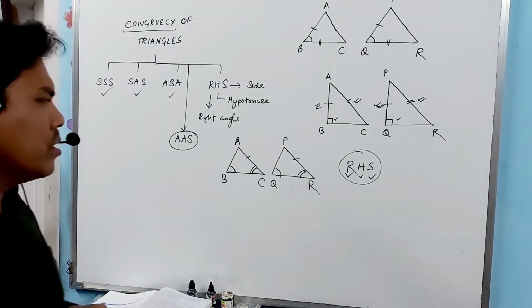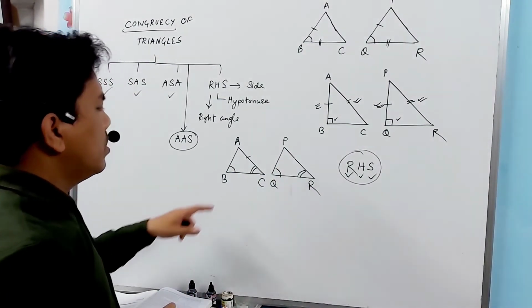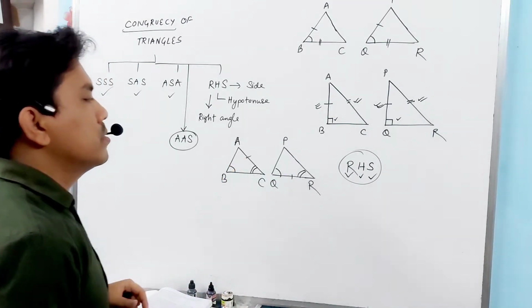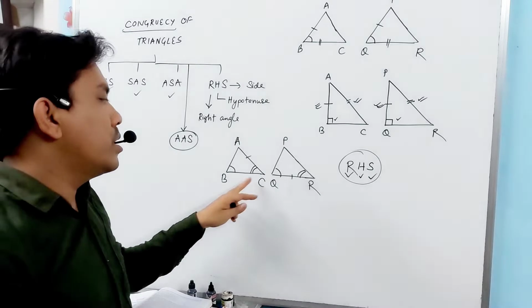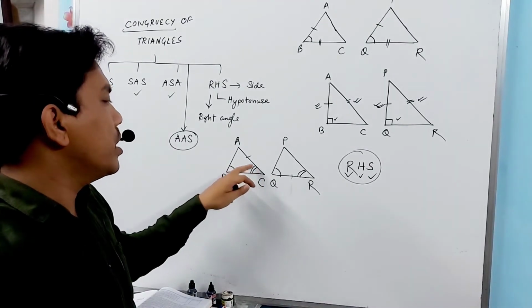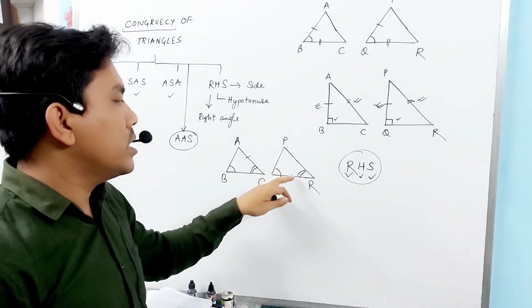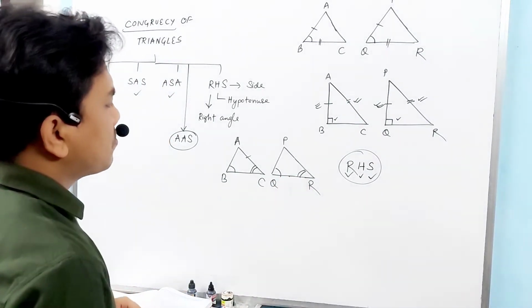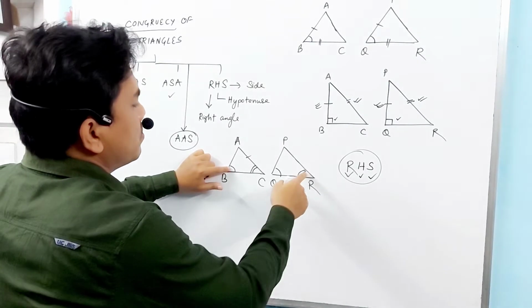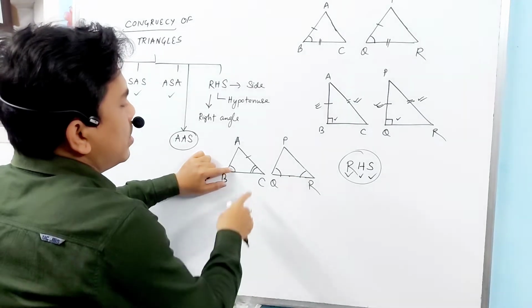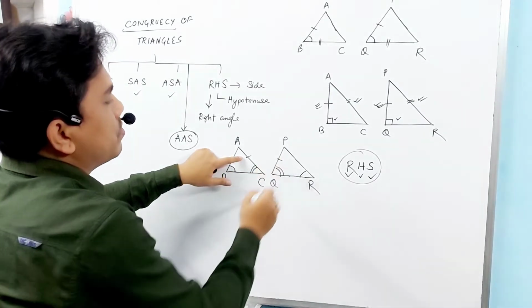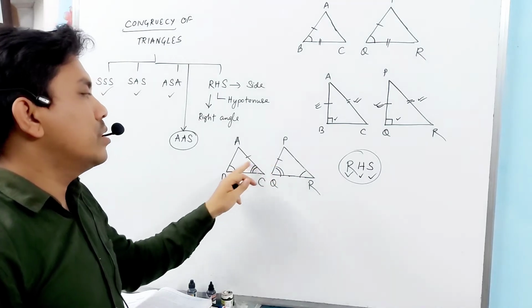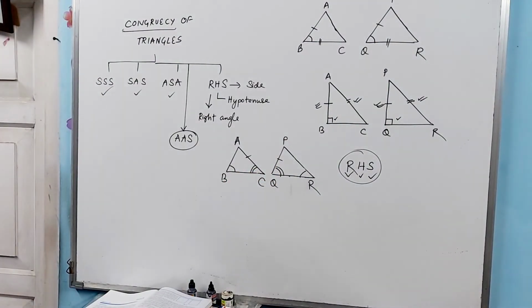Clear? Now, if you are given that this angle is equal to this angle, angle C is equal to angle R, and AC is equal to QR, then they are not congruent according to AAS, because in this case we have AAS, but here we have ASA. Okay, now again, if you are given that angle B is equal to angle R, angle C is equal to angle Q, and AC equal to PQ, in this case also, according to AAS, both the triangles are congruent. Okay, alright.